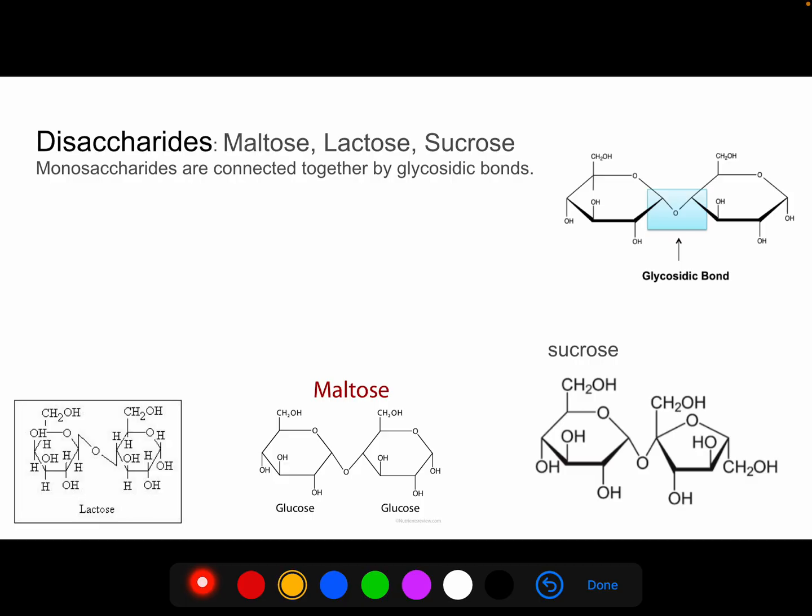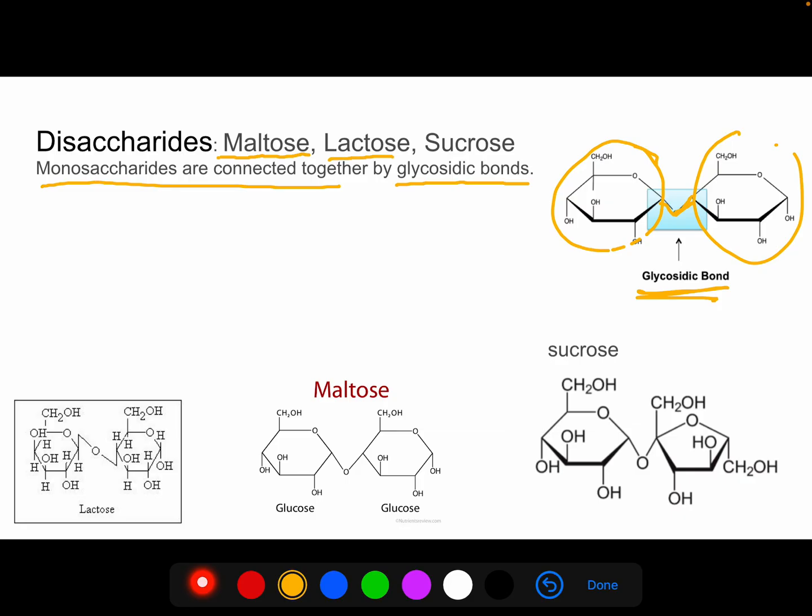When 2 monosaccharides come together, they're connected by glycosidic bonds. So this is one monosaccharide, the other monosaccharide, and there is a bond that connects the two, that's called the glycosidic bond. So you can add the monosaccharides to each other to make disaccharides, or we will see polysaccharides. The common disaccharides are maltose, lactose, and sucrose. Maltose is present in starch. Lactose is present in milk. Sucrose is present in fruits.